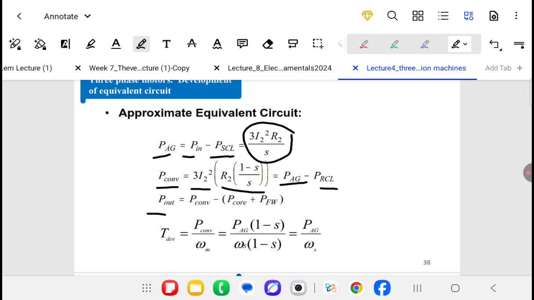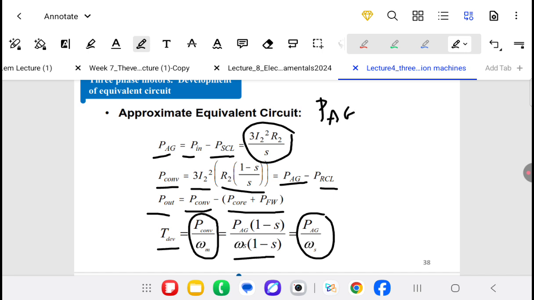Now for the output power, which is equal to the power available for conversion to mechanical power minus the core and friction and windage losses. Last but not least, the torque developed equals the power converted divided by omega m, which is the power air gap times 1 minus S divided by omega S times 1 minus S, or the air gap power divided by omega S.